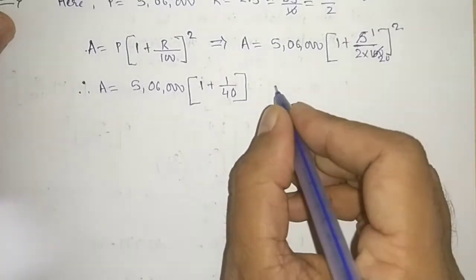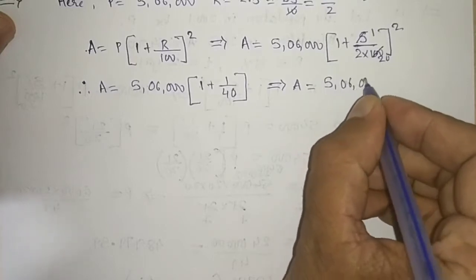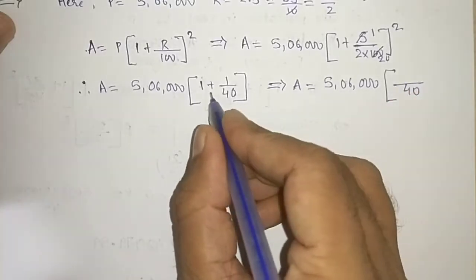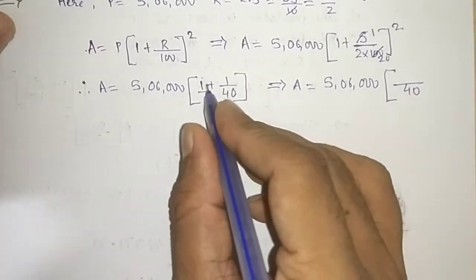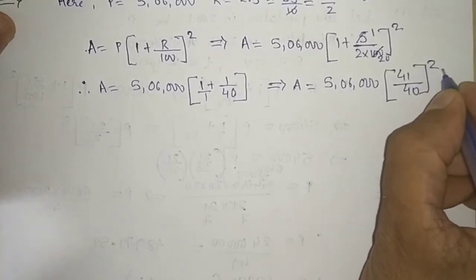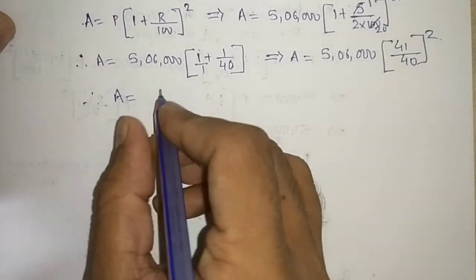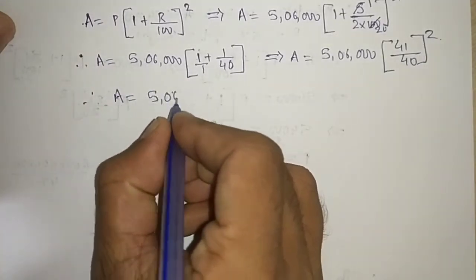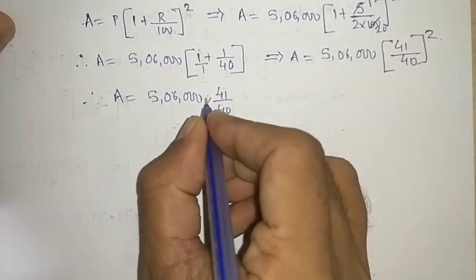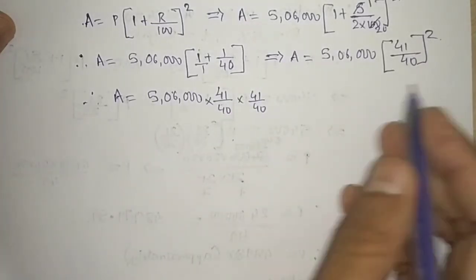Now taking LCM in the next step, we will get A is equal to 5,06,000 into bracket, LCM is 40. Here the numerator is 1, so we will multiply: 40 1s are 40 plus 1, 41, whole raised to power 2. Therefore amount is equal to 5,06,000 into bracket 41 by 40 multiplied by 41 by 40, because it is 2 times.